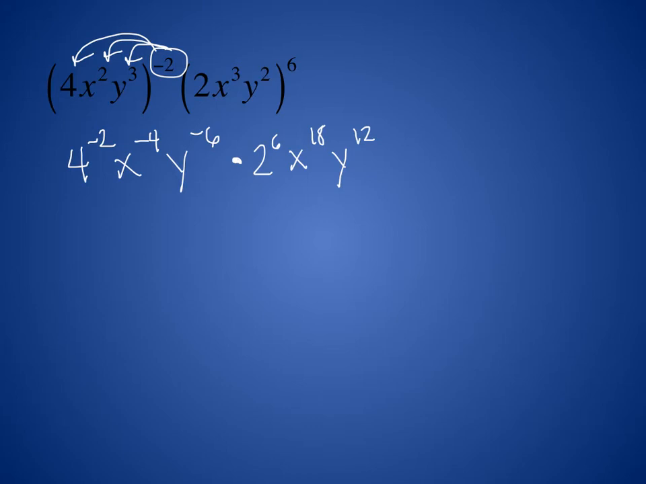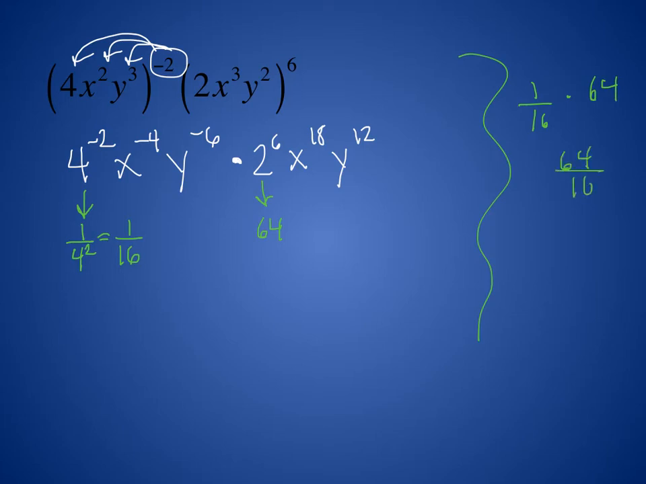Now in this case, 4 to the negative 2 is really saying 1 over 4 squared, which ends up being 1 over 16. If I do 2 to the 6, 2 to the 6 is going to be 64. So off to the side here, if I take 1 over 16 times 64, it's the same thing as saying 64 over 16, which will reduce down to 4. So I'm going to get 4.